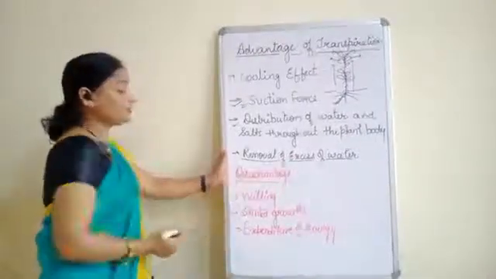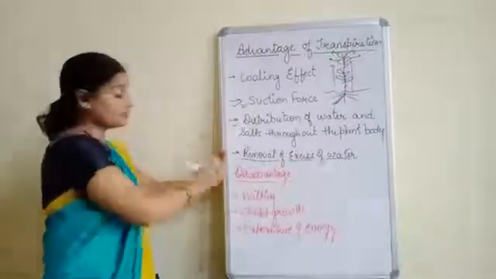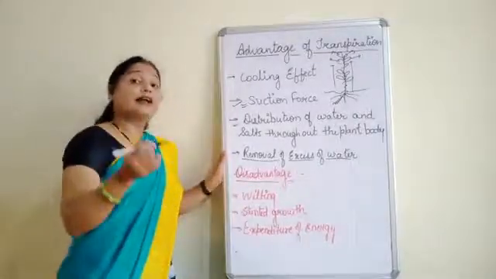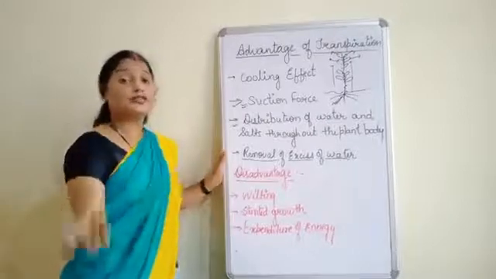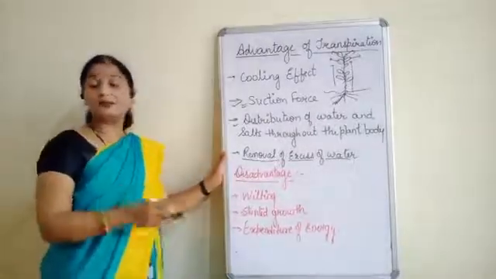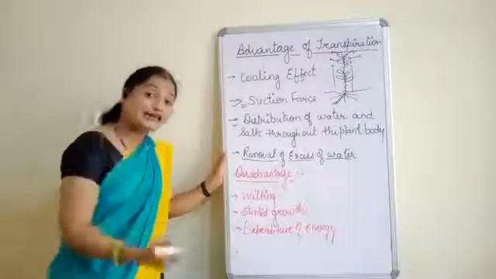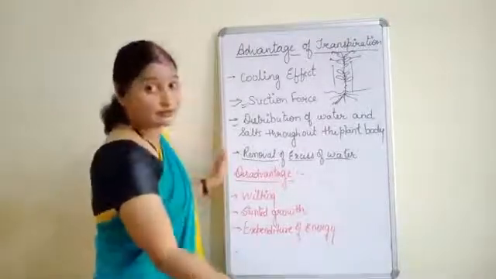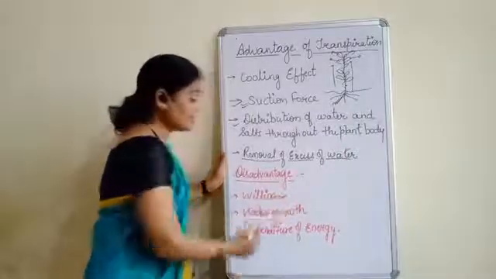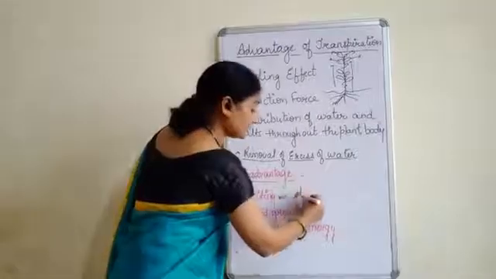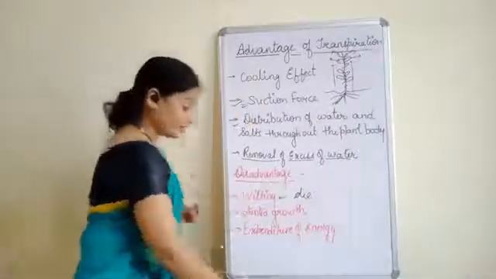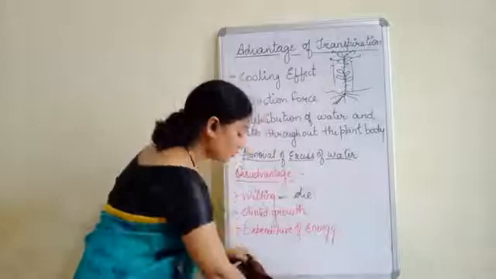Now come to the disadvantage. In the disadvantage, the number 1 is wilting. Now, wilting means the dried condition of the plant due to excess loss of water. So sometimes what happens, by the process of transpiration, some extra water gets lost. And if the extra water gets lost, then that is called as the wilting, and because of the wilting, the plant can die.